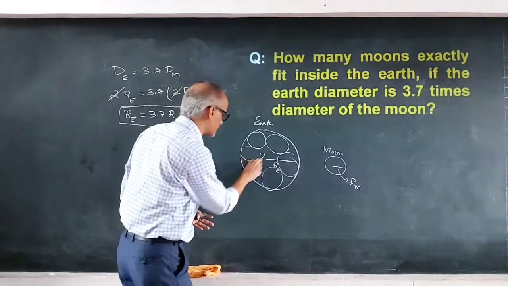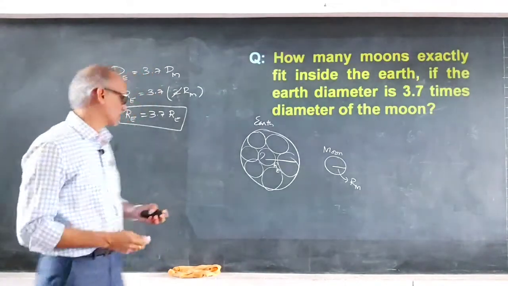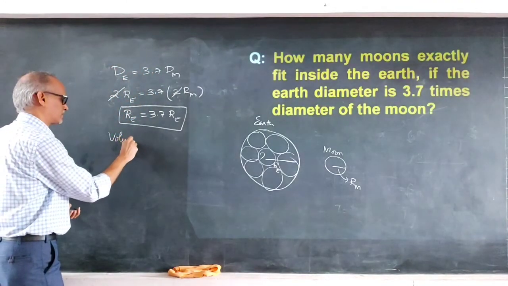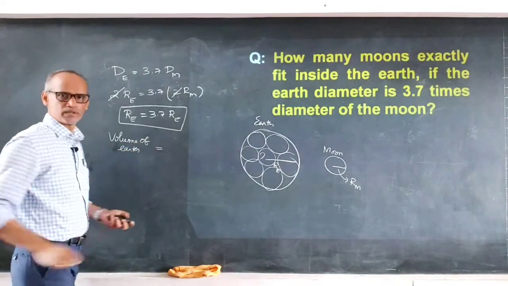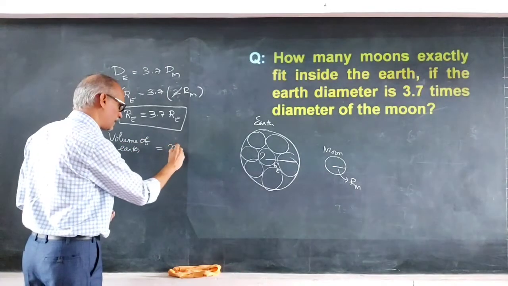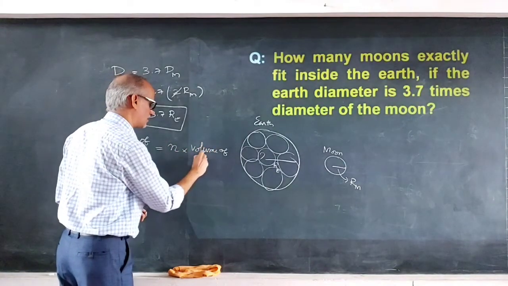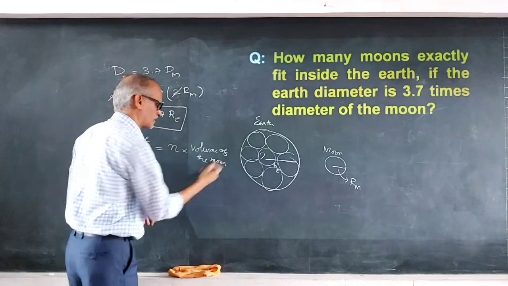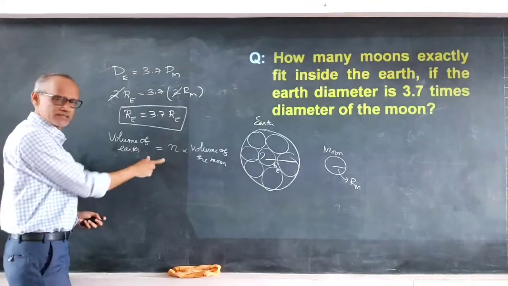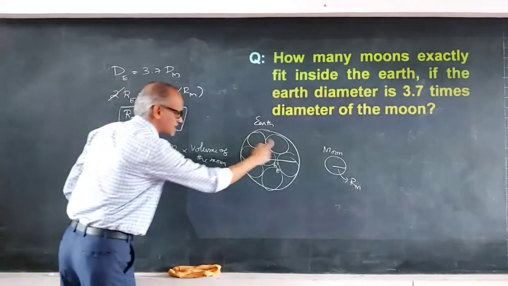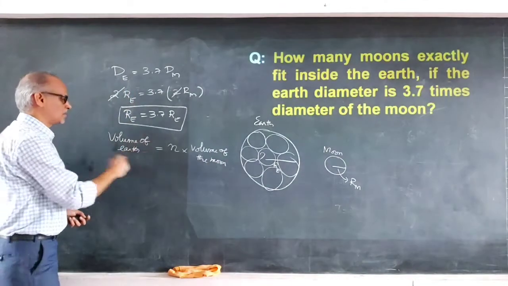Now after placing all those moons, the volume of the Earth is equal to n times the volume of the moon. Correct, no? The volume of that one Earth is equal to n, because there are n such moons, n times the volume of the moon. Correct? Okay. So what is the volume?